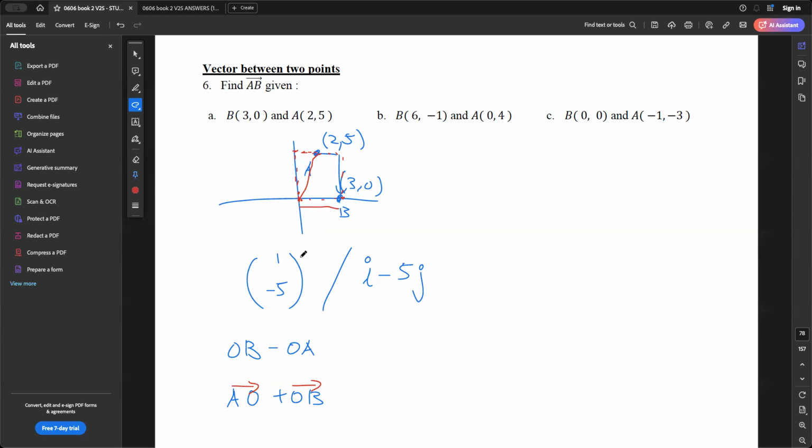Whereas for his formula, O to B, then minus O to A, which is kind of like, yeah, it's the same thing. It's the same thing, okay? So depending on which one you are more comfortable with, but my method, what I'm already used to, is this. Which one do you guys usually follow?